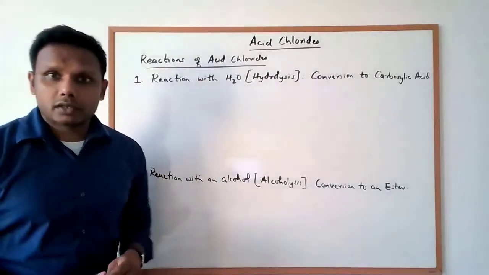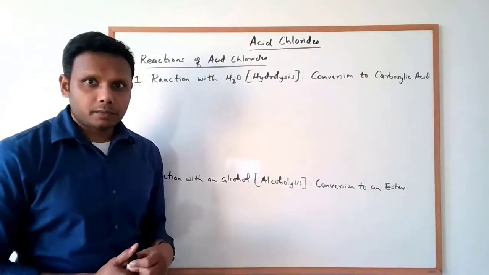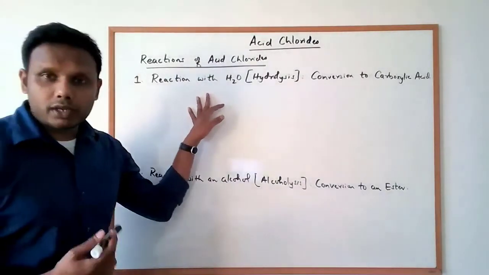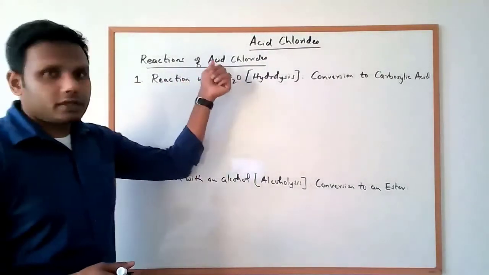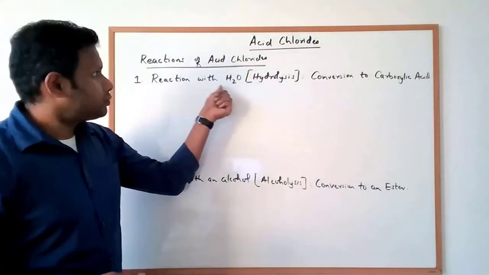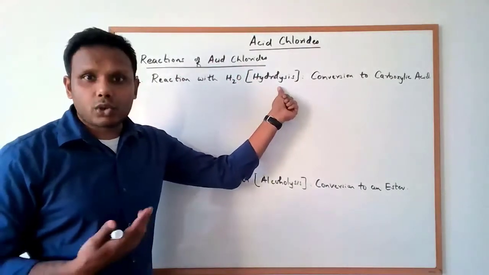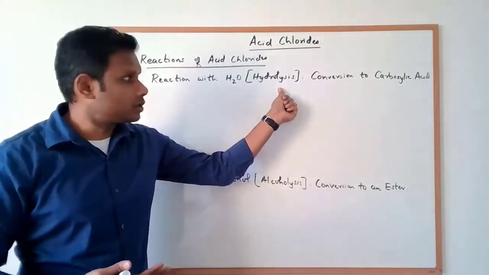Now, acid chlorides are the most reactive of all carboxylic acid derivatives. So they react violently with water, which is going to be the first reaction that we're going to consider here. When carboxylic acid chlorides react with water, the reaction is generally known as a hydrolysis, very similar to the reaction with water for other functional groups.